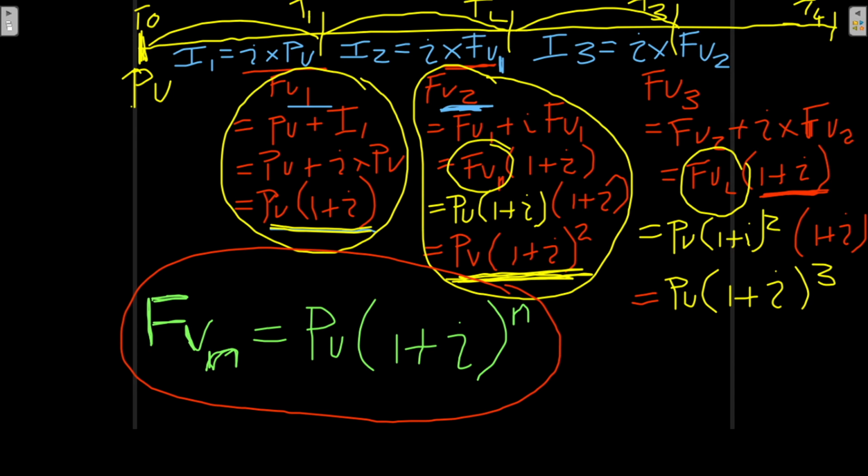And just note the difference between this formula and the formula for simple interest. For simple interest, we had present value times 1 plus n times I. So we multiplied it there with n. But now for compound interest, we do not multiply the I by n, we take it to the power n.